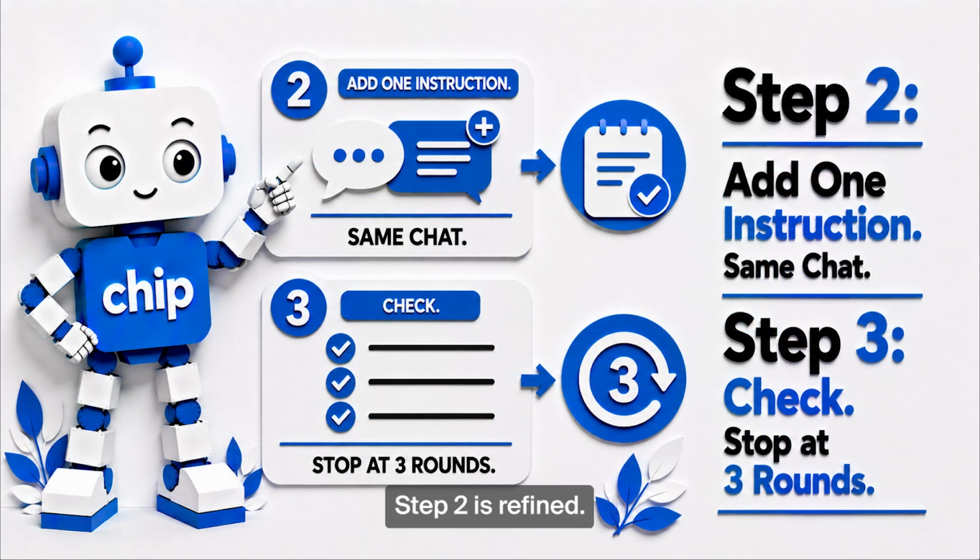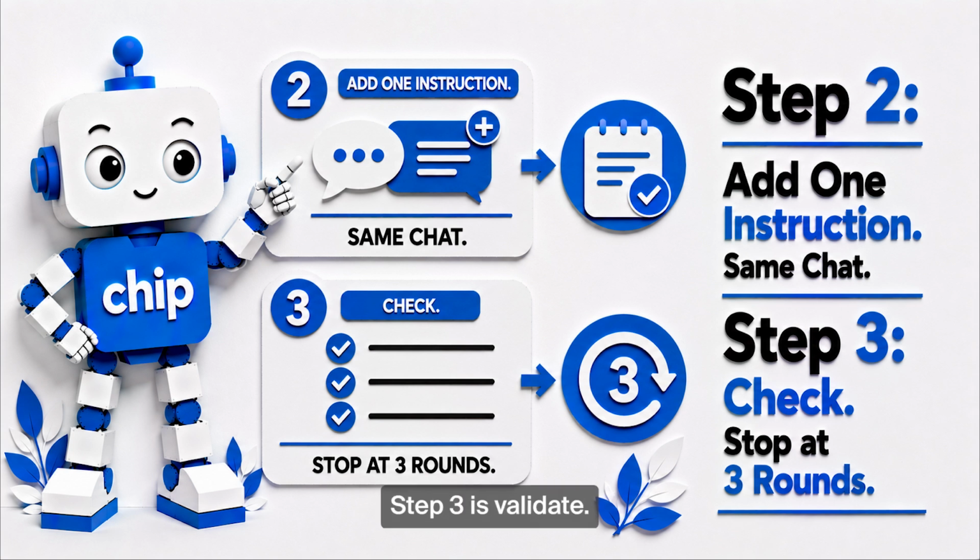Step 2 is refine. Add one targeted instruction in the same chat window. Do not start a new chat. Do not rewrite the whole prompt. Just add one line. For example, shorten each message to under 40 words and add a specific payment date. Or rewrite in a warmer, more personal tone for a small family-run business. Or end each message with a clear call to action, reply by Friday or pay via UPI. One instruction. That is all.